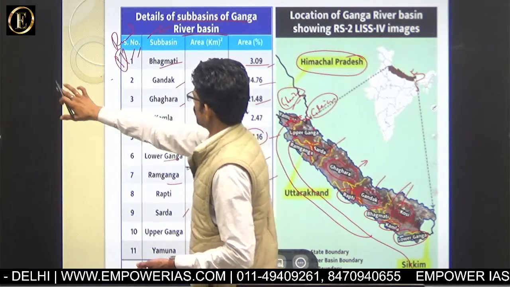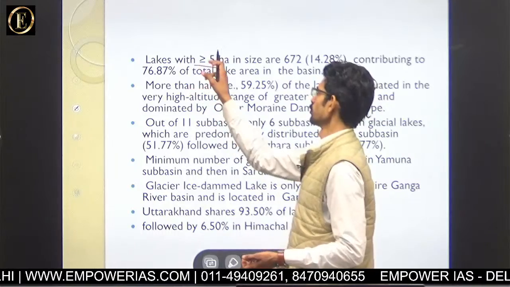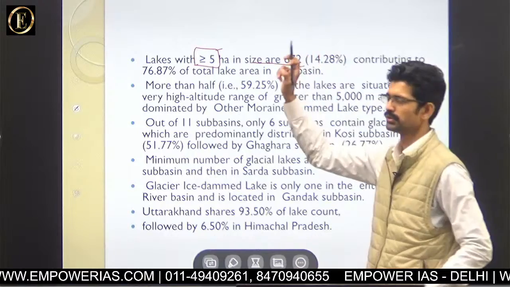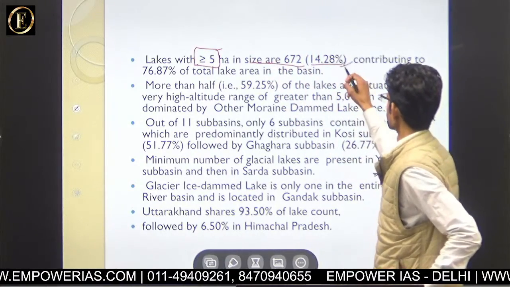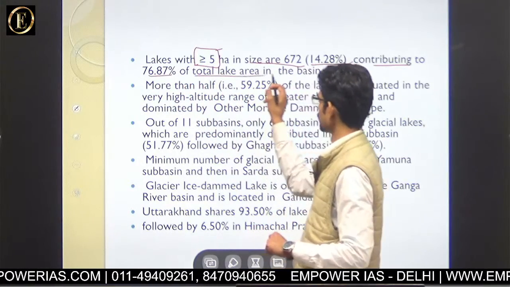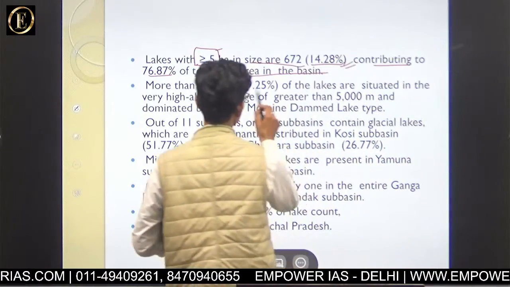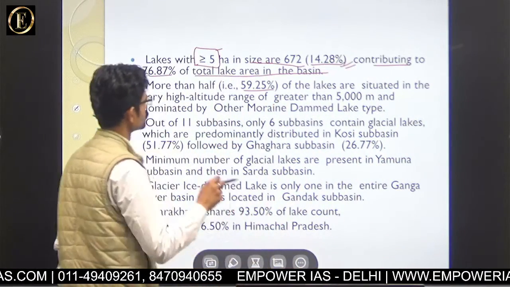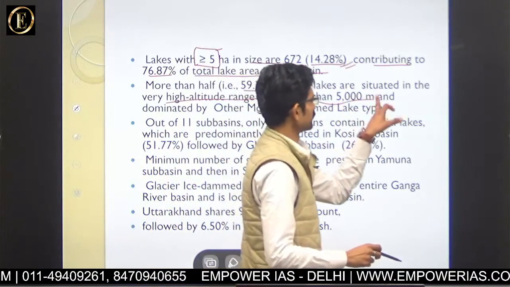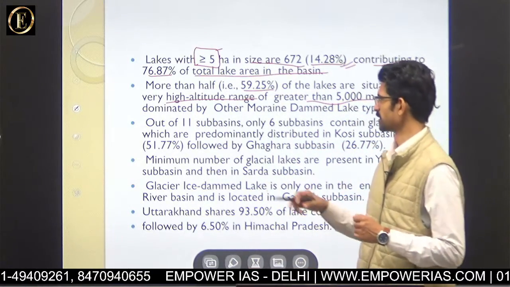Now going into the next part, lakes with greater than or equal to 5 hectare in size are 672, and 14.28% of contribution to 76.87 of total lake area in the basin. More than half, that is 59.25% of lakes, are situated in the high altitude range of greater than 5000 meters. 5000 मीटर के हाई एल्टीट्यूड रेंज पे ये नदियाँ काम करती हैं.